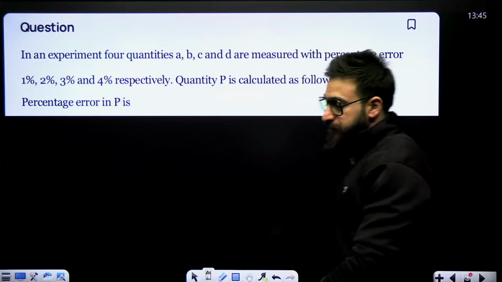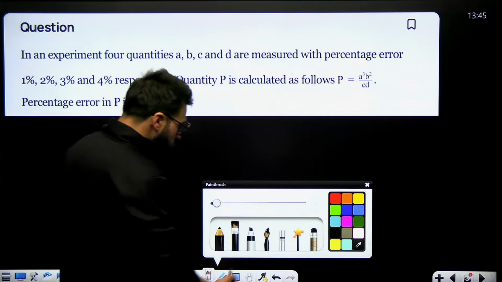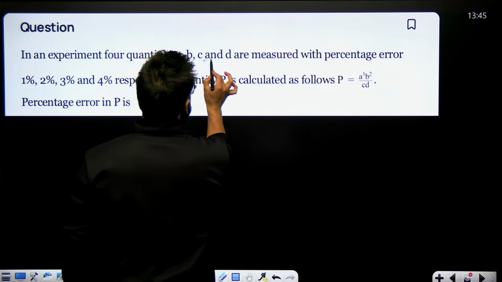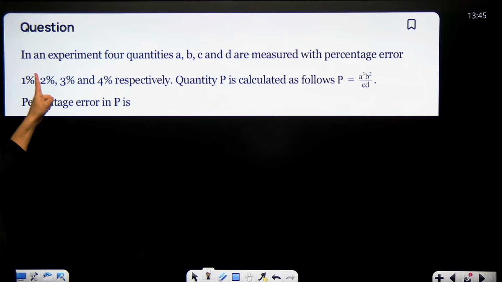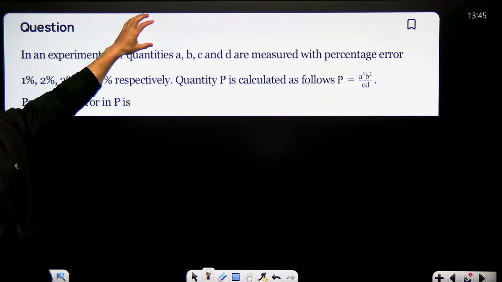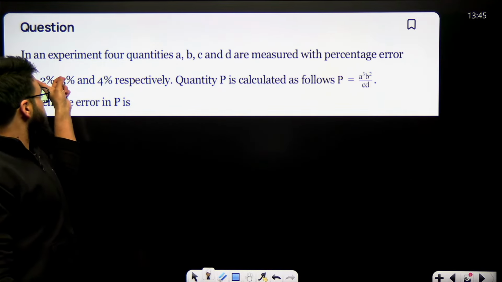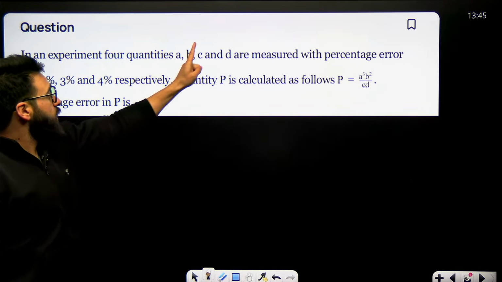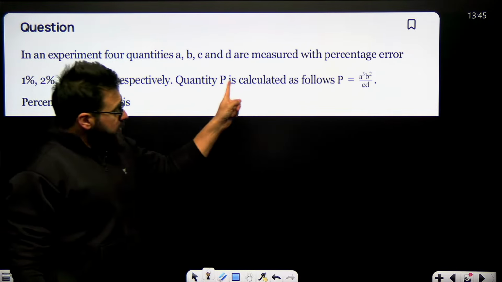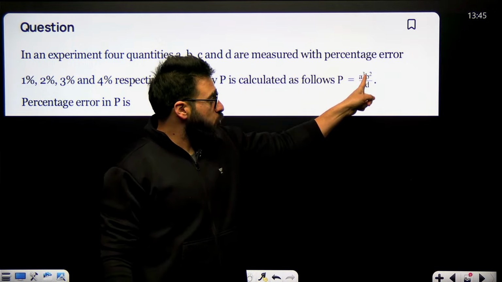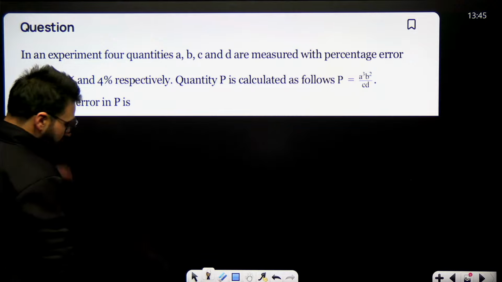Let's take a look over here. In an experiment, four quantities A, B, C, D are measured with the percentage errors 1%, 2%, 3%, 4%. So basically you are measuring these physical quantities. You are getting error in A as 1%, error in B as 2%, error in C as 3%, error in D as 4% respectively. And this is the formula: P is equal to A cube B square upon CD. We have to find the error in P.